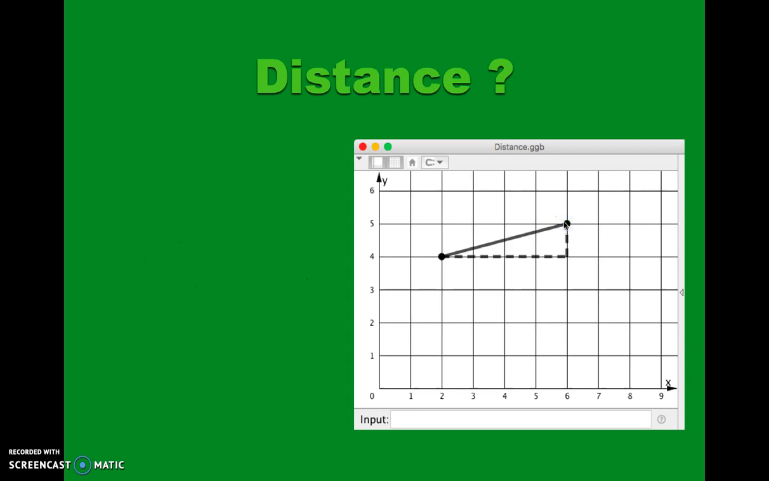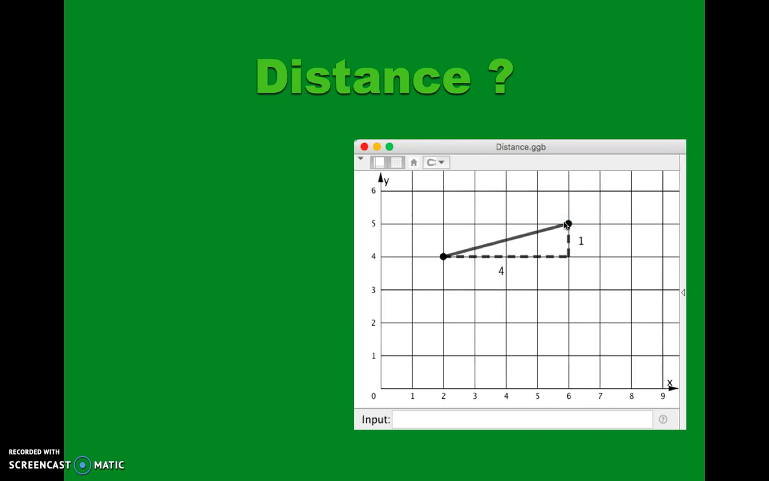A is with respect to the x-axis, x2 minus x1, which is 6 minus 2, that equals 4. And b is with respect to the y-axis, y2 minus y1, which is 5 minus 4, that equals 1. C is the hypotenuse, the diagonal side, which will be the distance.